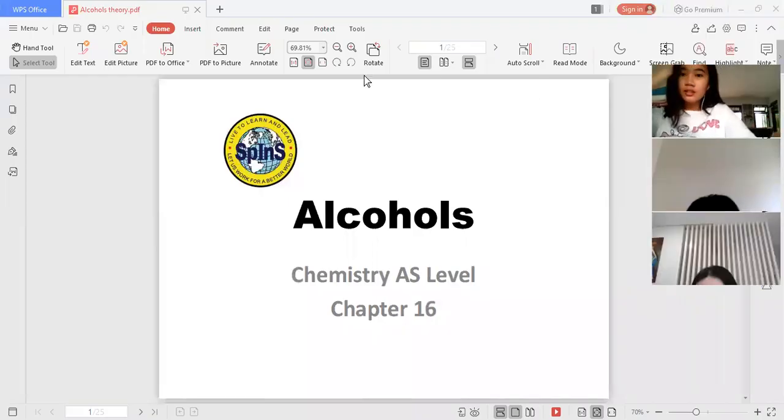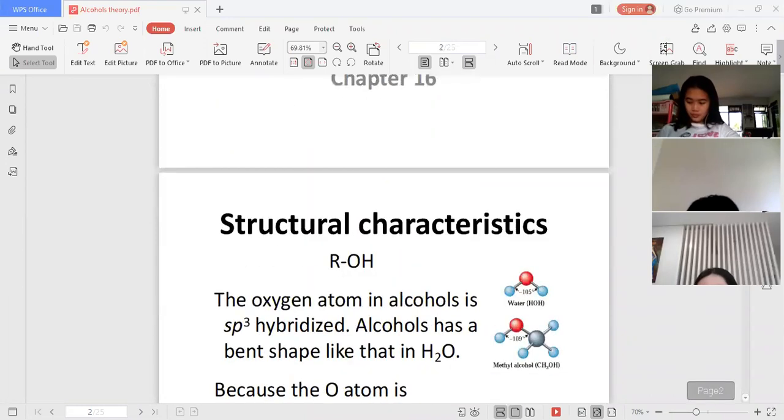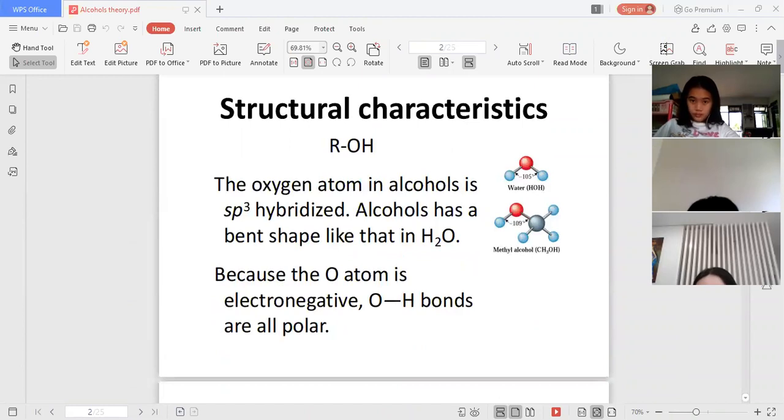Okay, today we are starting with the chapter on alcohols. This chapter is a continuation of the chapter on halogenoalkanes. In the chapter on alcohols, the first thing we are going to learn is the structural characteristic.